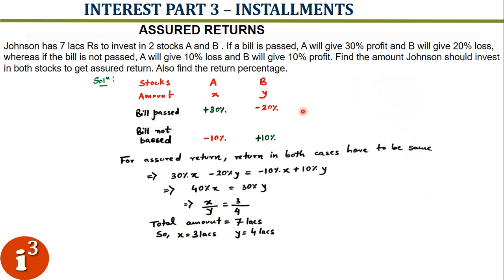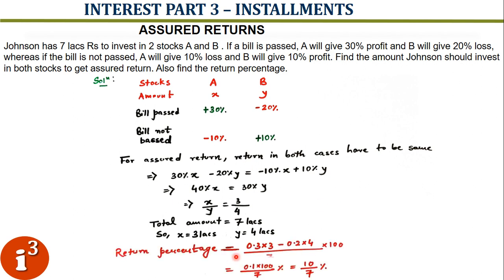What will be the return percentage? Just put the values 3 and 4 in this. You get the return amount, divided by the total of 7 lakhs. So this is 30%, that is 0.3 of 3 lakhs, minus 20%. You can put in either of the equations, in both cases the value will be the same. Minus 0.2 into 4. This is 0.3 into 3 is 0.9 minus 0.8. This is 0.1 by 7. 0.1 into 100 means 10, so 10 by 7 percent. So whether the bill is passed or not passed, Johnson will get a return of 10 by 7 percent on this 7 lakh rupees.